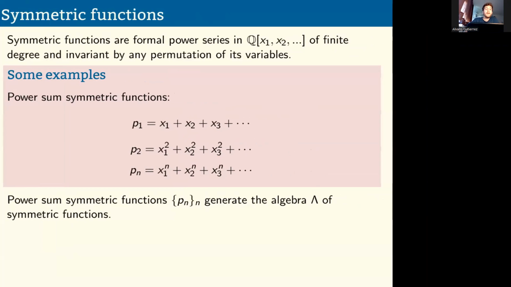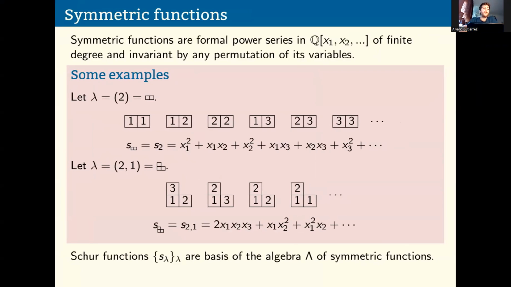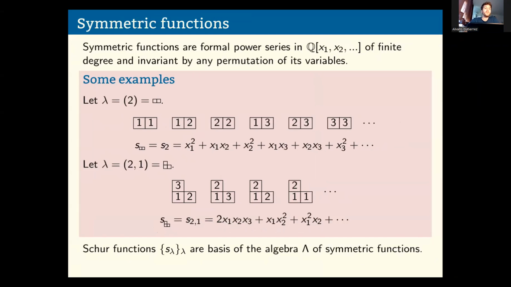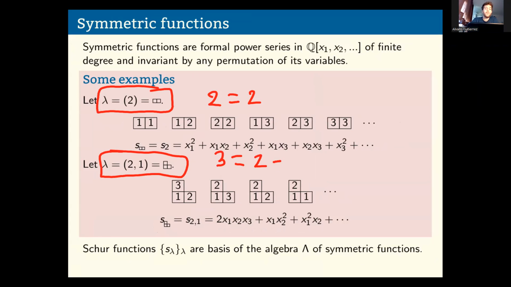Maybe a more complicated example would be Schur functions. So Schur functions are indexed by partitions. This is a partition of 2, which is just 2 equals 2. And this is a partition of 3, which is 3 equals 2 plus 1. And I represent this by drawing 2 boxes and then 1 box on top. Okay.